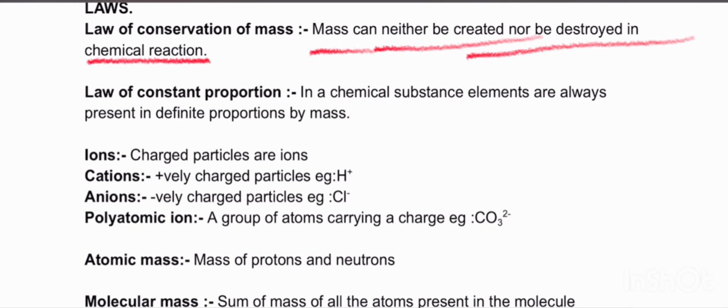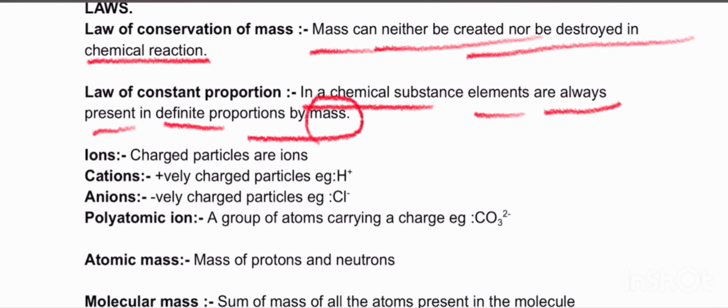Next, law of constant proportion. In a chemical substance, elements are always present in definite proportions by mass. Let's learn it once more. In a chemical substance, elements are always present in definite proportions by mass. Later on we will discuss it, but now only remember the law. In the second PDF, I'll explain what the law actually means.